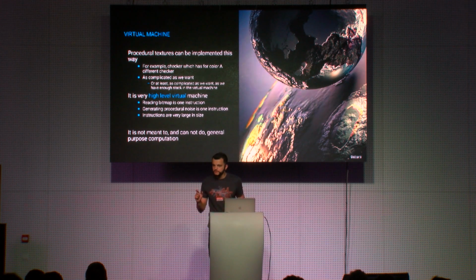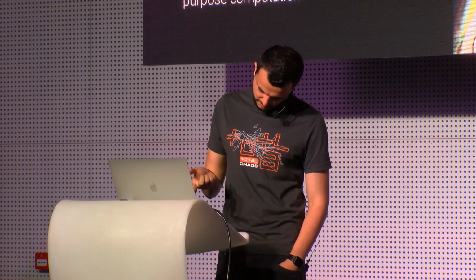Yeah, our virtual machine is very, very high level, which means that read bitmap is one instruction, generate noise is one instruction. Almost every texture maps to one instruction, or less than 6, let's say. We have plenty of textures that need more than one, but they're not hundreds of instructions. The instructions are very big in terms of size. I had to check, it's probably a few hundred bytes. So it's quite expensive to read all this and pass it through a low bandwidth. It's not a general purpose virtual machine. It is not Turing complete or anything, and it's not meant to be.